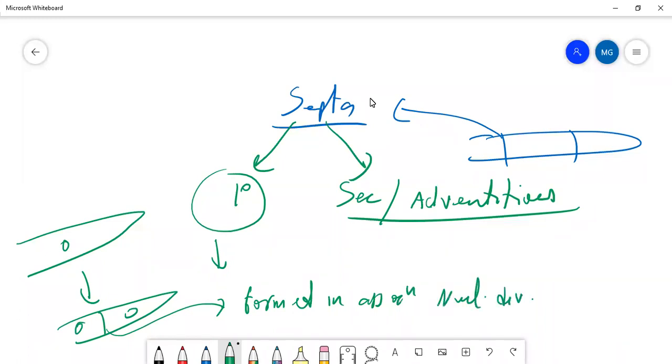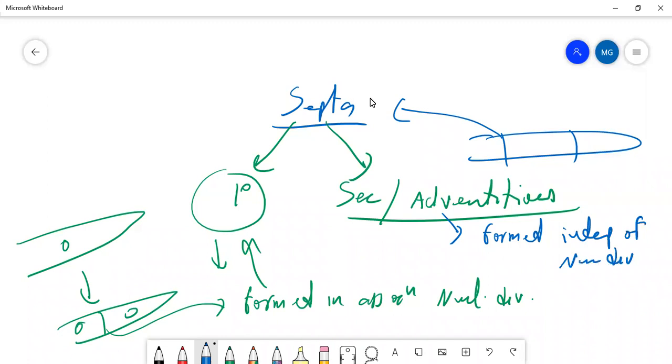This is called as what? This is called as the primary septa. And the septa which is formed independent of nuclear division, this is called as what? This is called as secondary septa or adventitious septa.